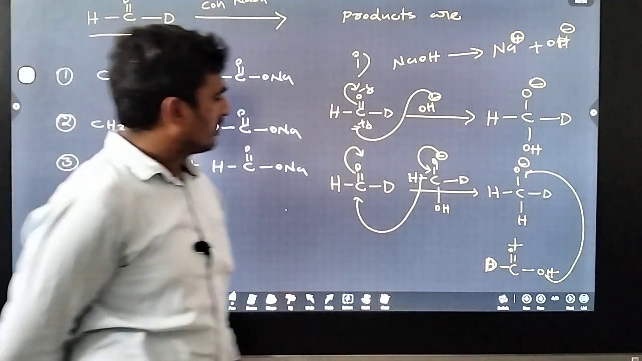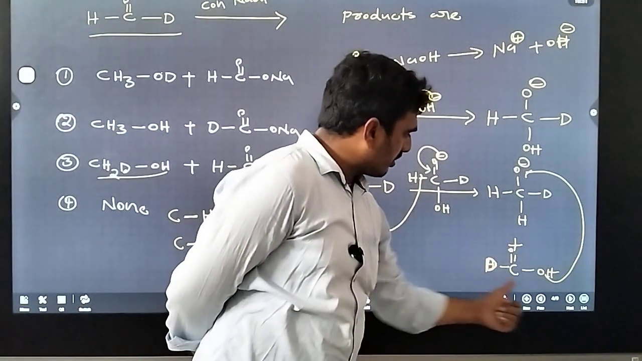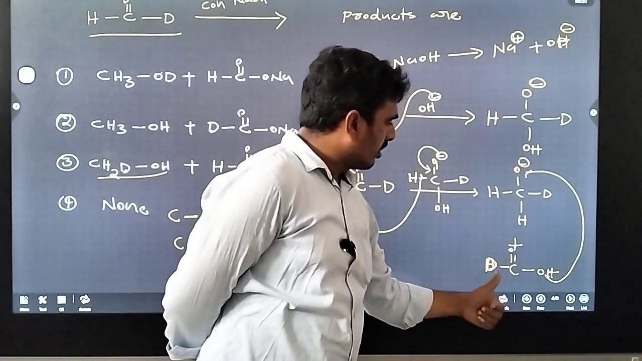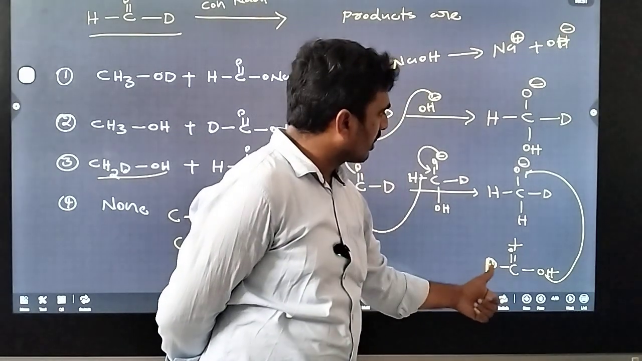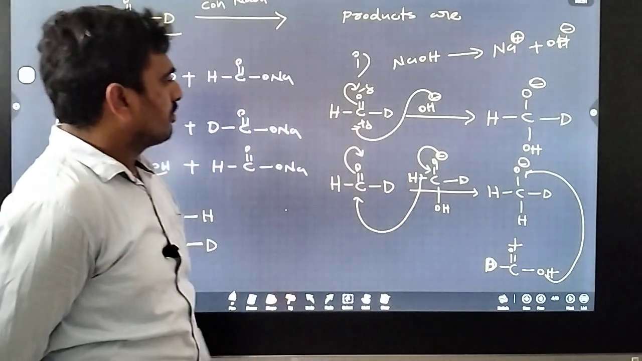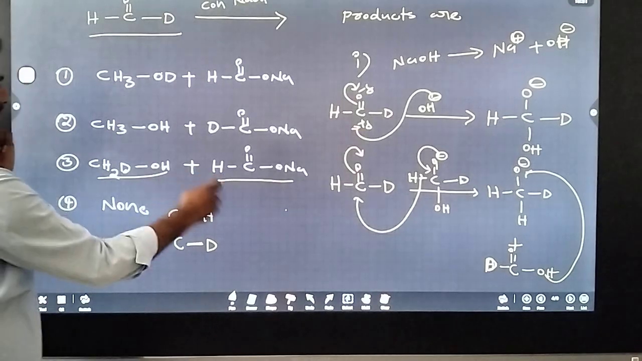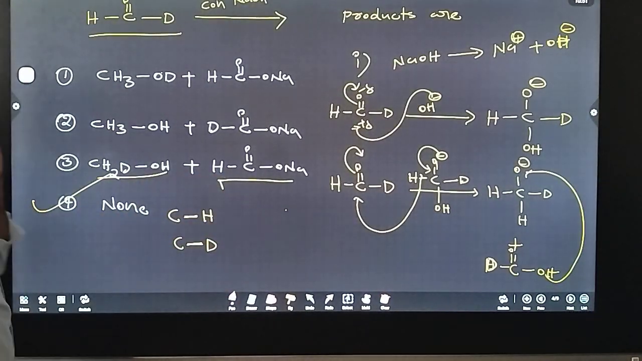Then the second one. Here this carbon is connected to deuterium. Is there any deuterium here? No. So we will take none of these.